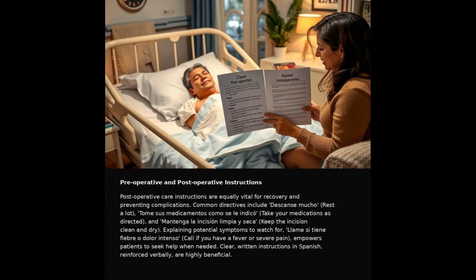Post-operative care instructions are equally vital for recovery and preventing complications. Common directives include descanse mucho, rest a lot, tome sus medicamentos como se le indicó, take your medications as directed, and mantenga la incisión limpia y seca, keep the incision clean and dry. Explaining potential symptoms to watch for, llame si tiene fiebre o dolor intenso, call if you have a fever or severe pain, empowers patients to seek help when needed. Clear, written instructions in Spanish, reinforced verbally, are highly beneficial.